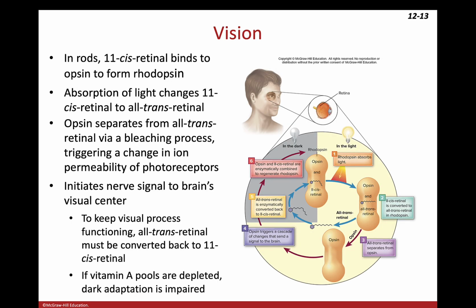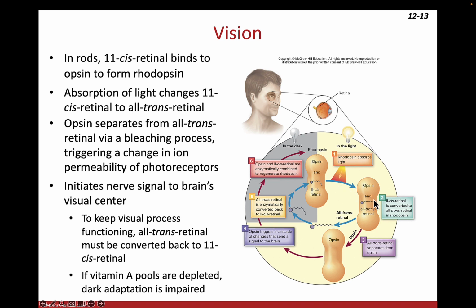Now here, this process in which retinol or vitamin A plays a role with respect to vision is pretty complicated. So let me introduce some of the terminology that we're going to have to be familiar with. We have a number of different versions that we have to keep in mind. We have 11-cis retinol, all-trans retinol, and we also have rhodopsin. So the first thing that's going to happen, and this takes place within the rods, 11-cis retinol will bind to opsin to form rhodopsin. Now, if we look at what happens in the light, rhodopsin will absorb light.